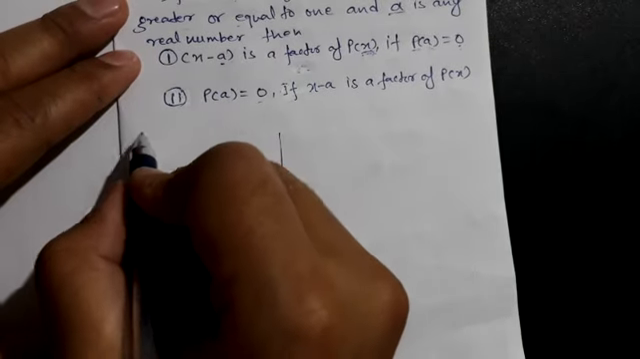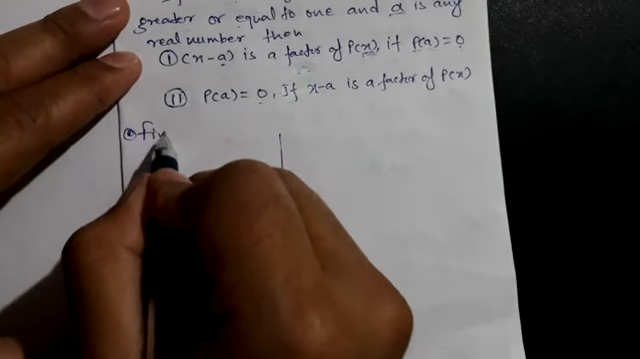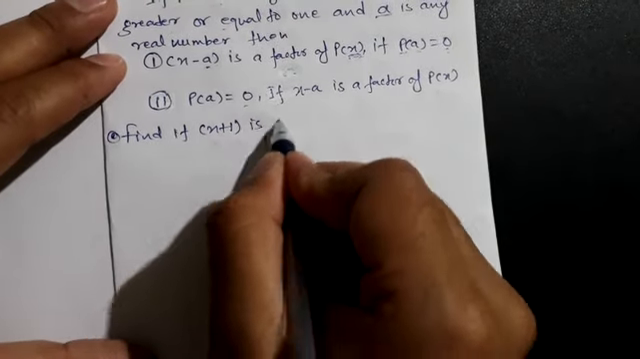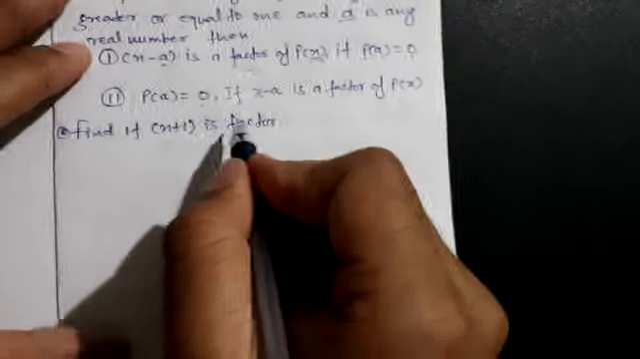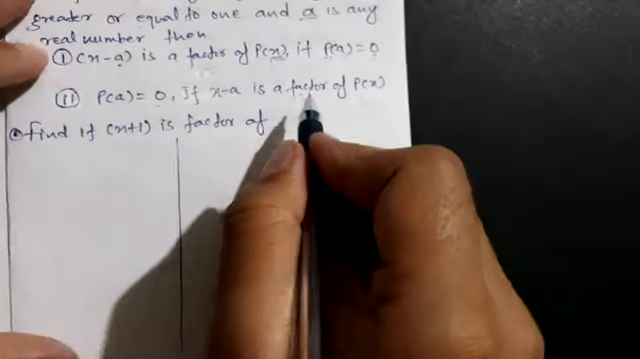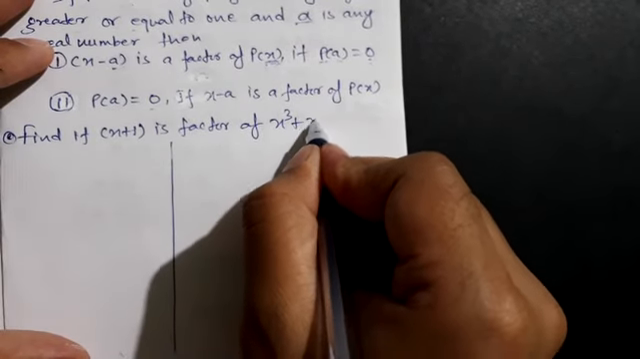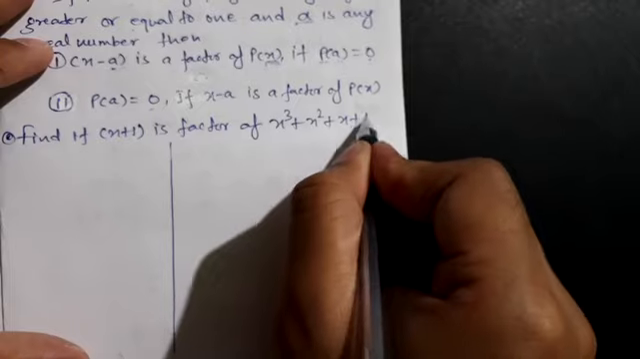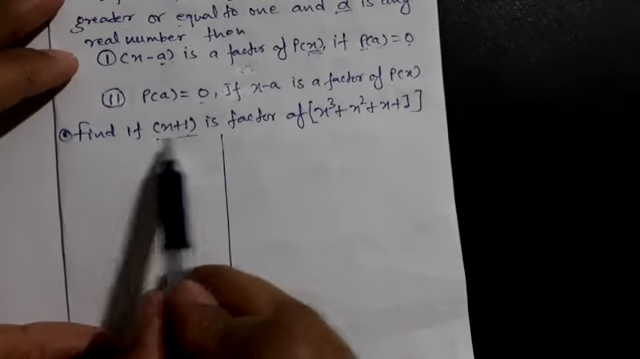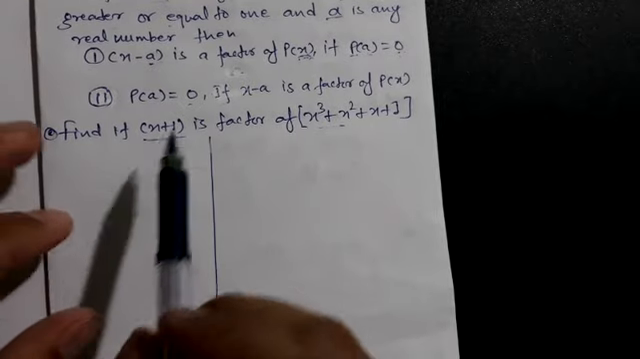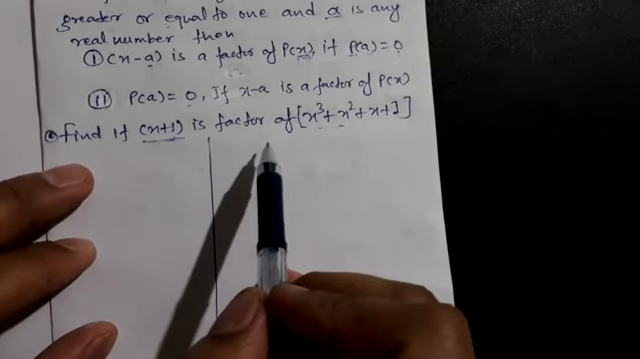Here we have to find whether x plus 1 is a factor of x cube plus x square plus x plus 1. Children, we have to find whether this x plus 1 is a factor of this polynomial. For that, what I said, we will try to find the remainder.